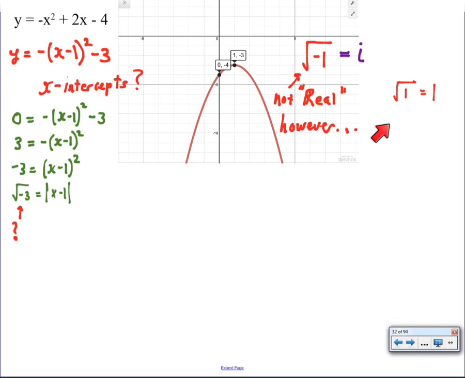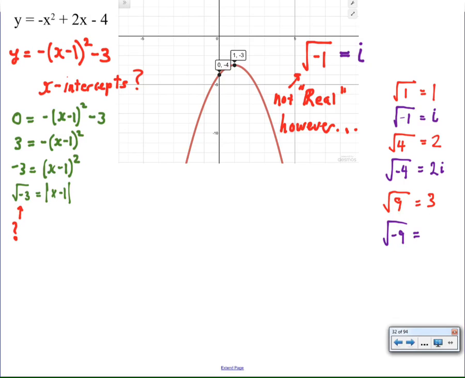So, just exploring some patterns here. 1 square rooted is 1. The square root of negative 1 is i. Square root of 4 is 2. Square root of negative 4, 2i. Square root of 9 is 3. Square root of negative 9, 3i.